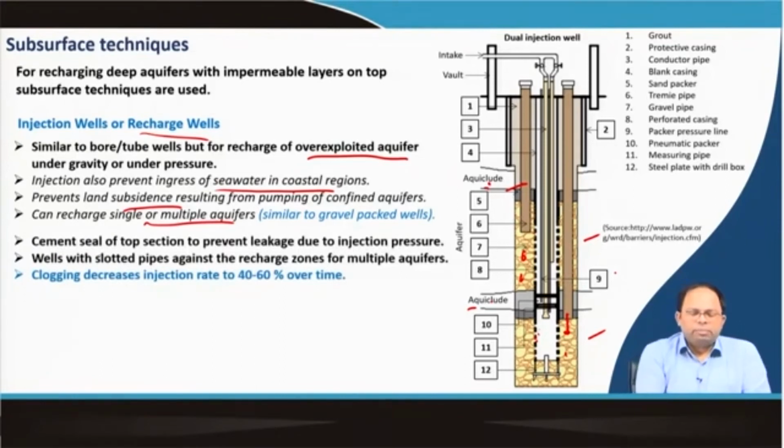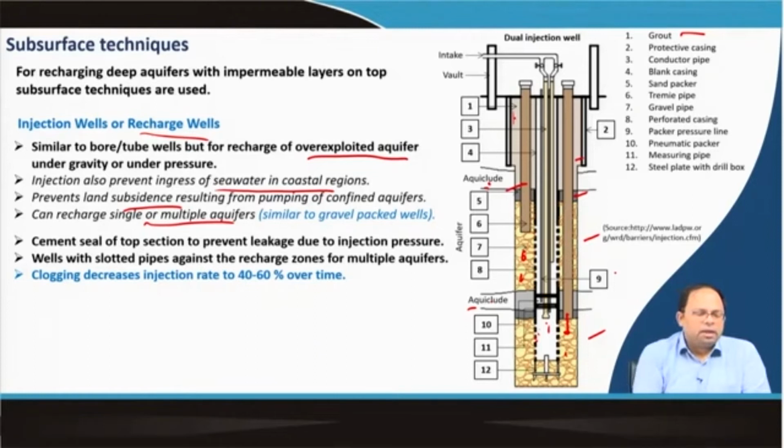So usually we put a cement seal on the top to prevent leakage due to injection pressure. If we are injecting via pressure, we put a cement seal at the top, and maybe over here and over here, and over this is also the grout that we put in. This is the entire area which is sealed, so that the water doesn't come up.